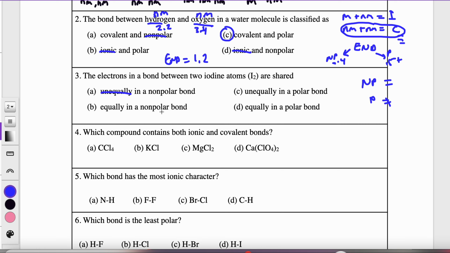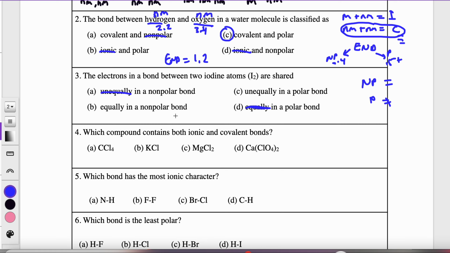Nonpolar, equally: that statement is okay. Here I have polar, and polar has to be unequal, so C is okay. D, where it says polar and equally, that wording can't be there. So I went from four possible choices, with knowing some major ideas, and got it down to a 50-50.